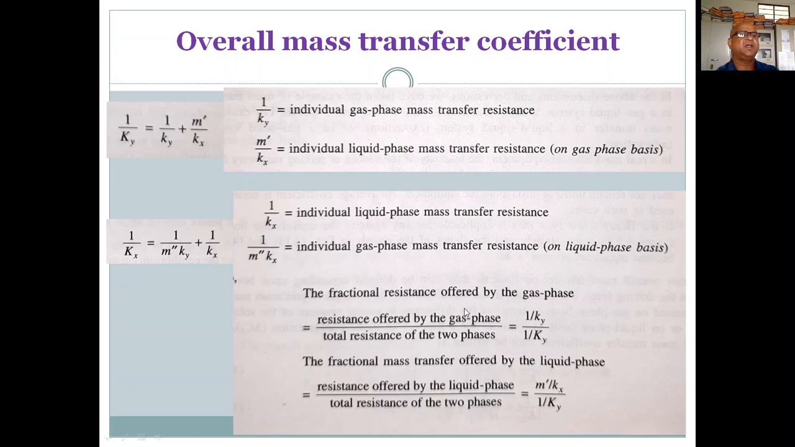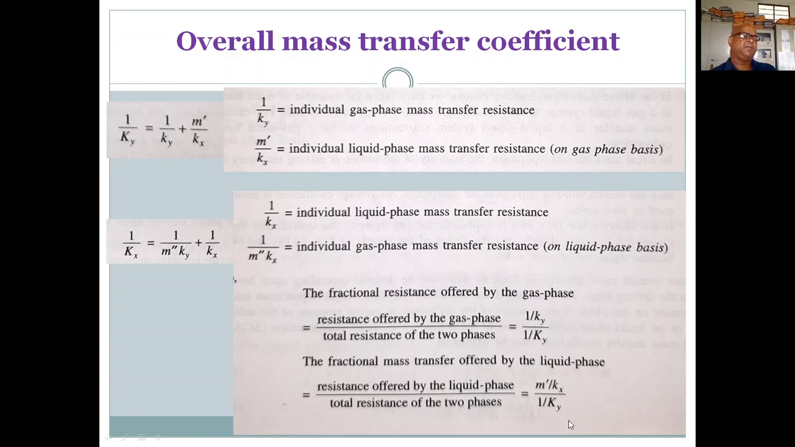Now the fractional resistance offered by the gas phase side is the resistance offered by the gas phase divided by the total resistance of the two phases. So 1 by ky, the resistance from the gas phase side, divided by 1 by capital Ky, the total resistance. Similarly, the fractional resistance offered by the liquid phase side is m dash by kx, the liquid phase resistance, divided by the total resistance 1 by Ky.